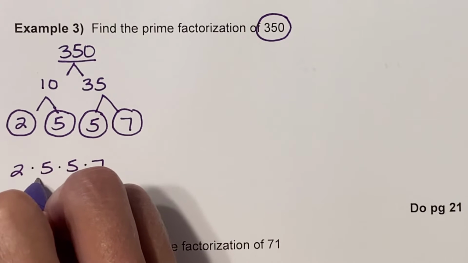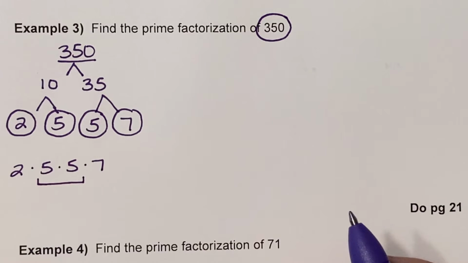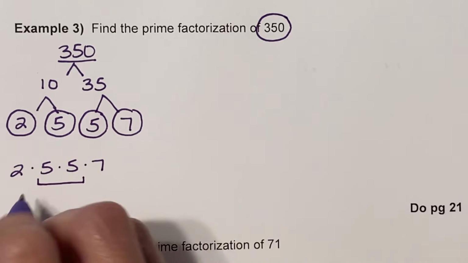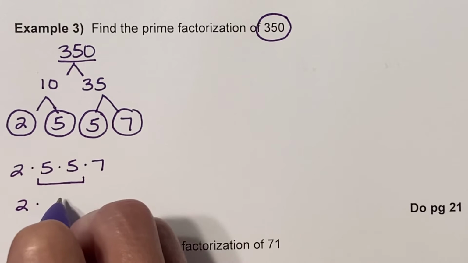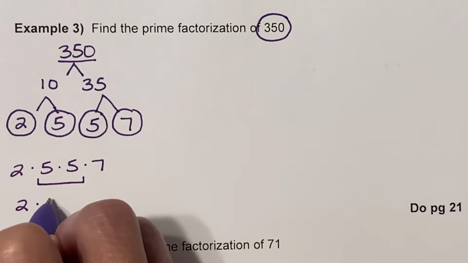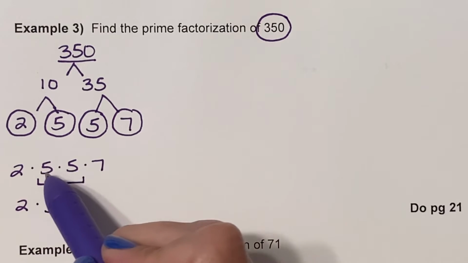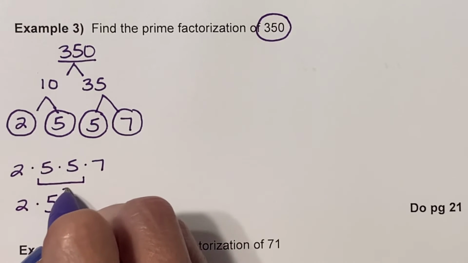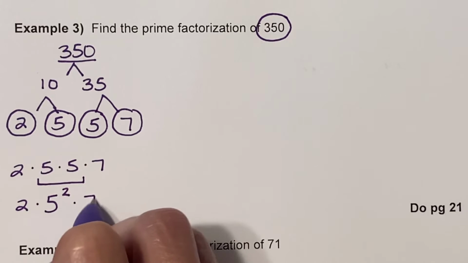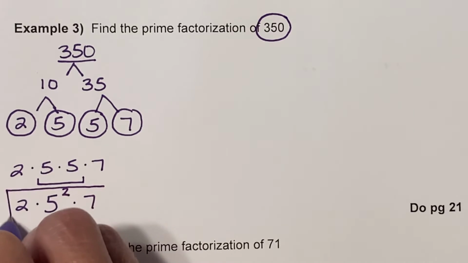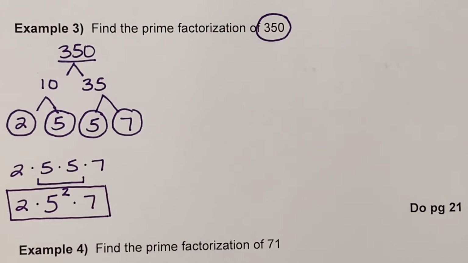And I'm going to do one more step. I'm going to use my exponents for those repeated 5s. 2 times, what number is being repeated? The 5. How many 5s do I have? I have 2 of them. So this is my final answer.